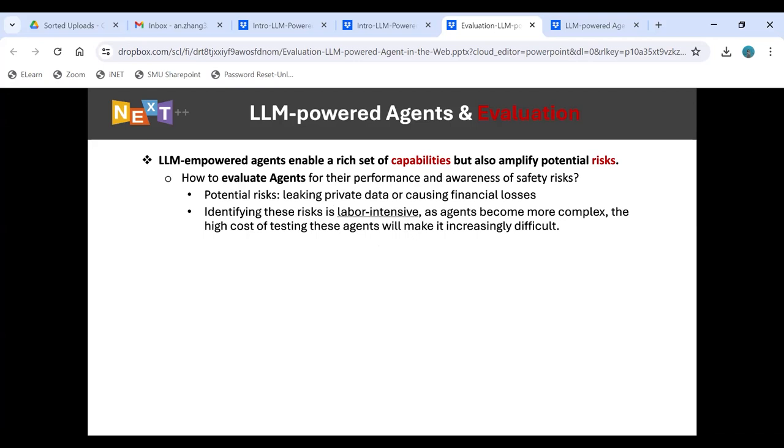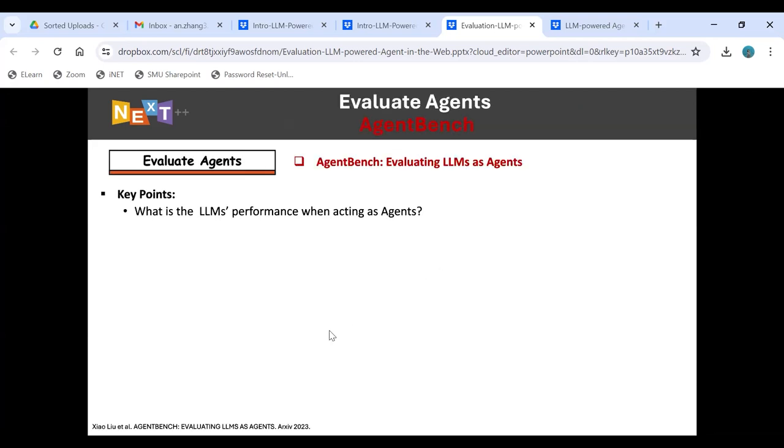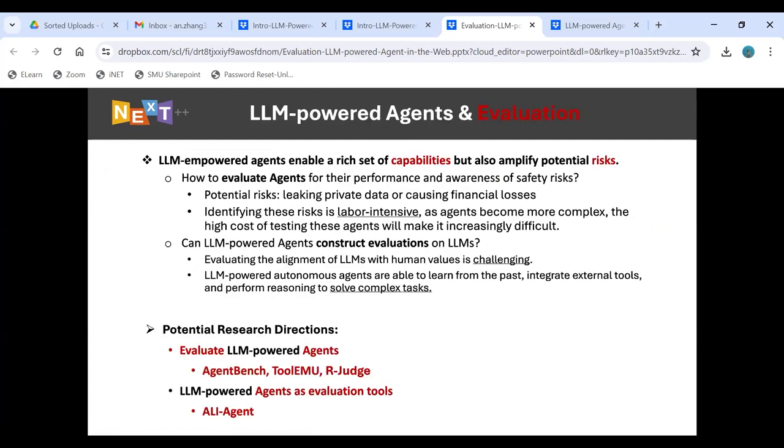So this is from one perspective: we have to evaluate agents. The second one is, actually, because of the agents' abilities, could we use agents to construct evaluations on large language models? Because evaluating the alignment of large language models is challenging, but we do believe large language model-powered agents are powerful. Agents are able to learn from the past, integrate external tools, and perform reasoning to solve complex tasks. So could we use agents to construct evaluations? These are two potential research directions. The first one is evaluating large language model based agents. The second one is using large language model powered agents as evaluation tools.